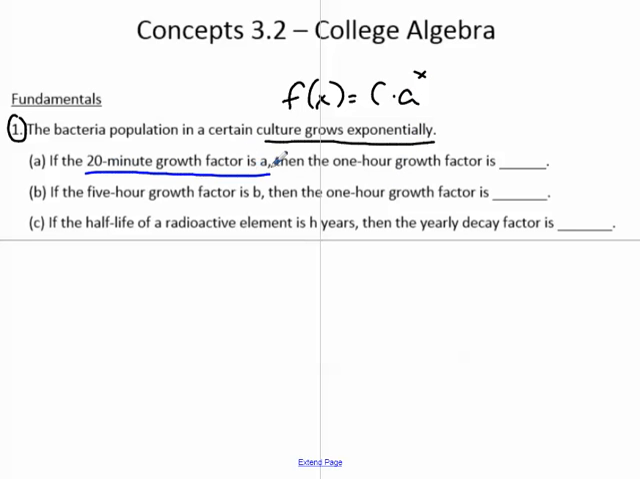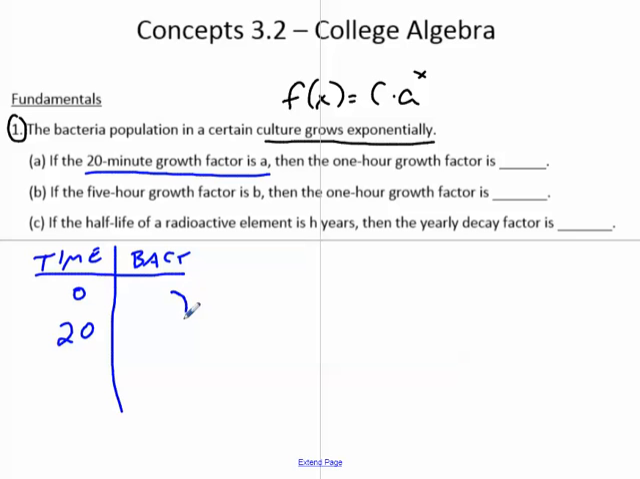If the 20-minute growth factor is small a, then the 1 hour growth factor is... how do we figure that out? Well, if I'm talking about bacteria and time, I could set up an XY table, time and bacteria. I start with 0, and I know that my 20-minute growth factor is a. So 20 minutes goes here, and my bacteria would multiply by a to get from time 0 to time 20. That's just the definition of growth factor.